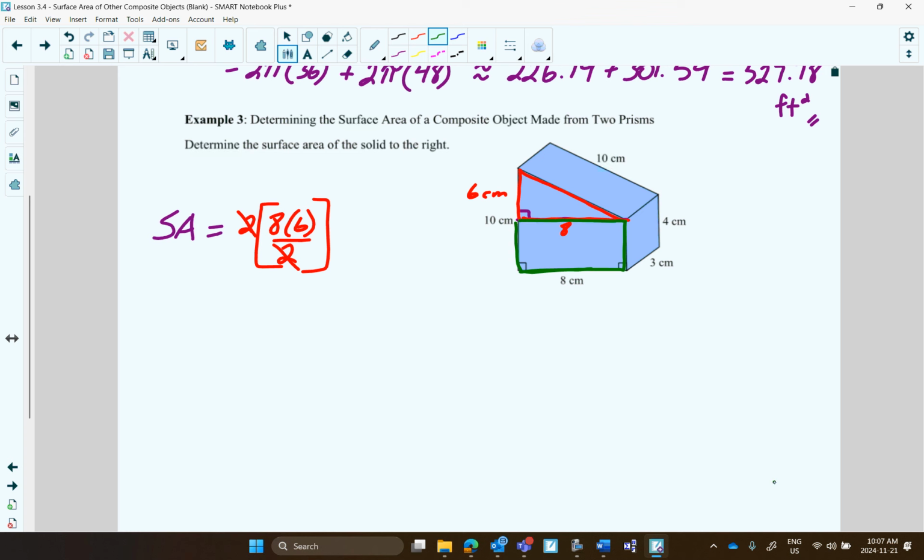How do I find the area of this rectangle? What are the numbers? 8 times 4, yes. But there's 2 of them, aren't there? One, same one at the back. So times by 2.